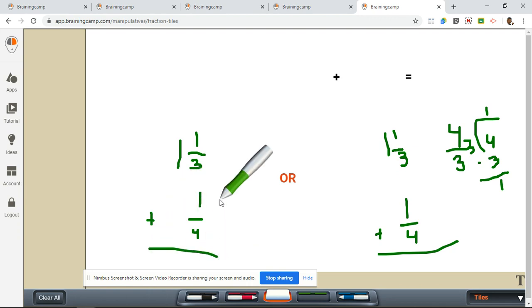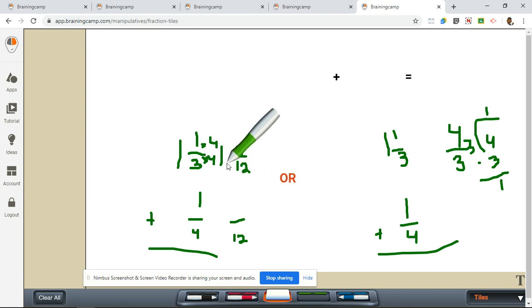Okay. Common denominator we said is 12. Now with the denominator becoming 12, that is not going to affect my whole number. It is only affecting the fraction. So I'm going to keep the 1 here, and I'm going to multiply times 4. 3 times 4 is 12. Times 4, I get 4 here. So I have 1 and 4/12.